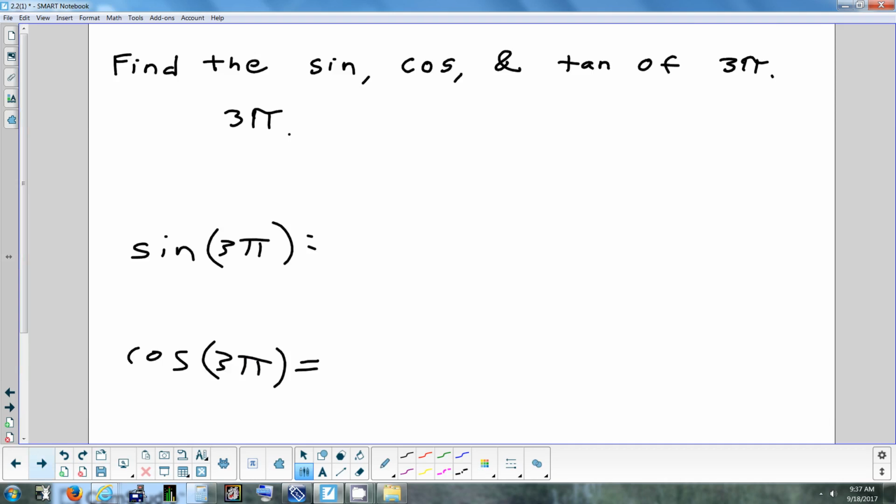Yeah, Alex? Convert to degrees. And can you remind me how we do that? You multiply it by 180 over pi. Multiply by 180 over pi. And 3 times 180 is going to give me how much?